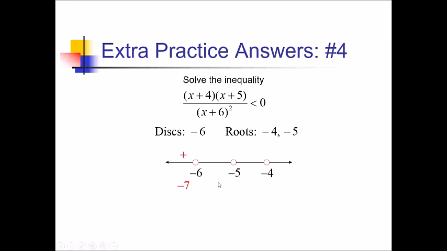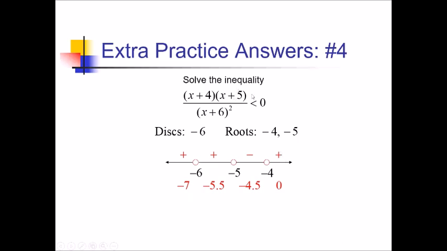Next, between negative 6 and negative 5, I can use negative 5.5. That's going to give us a negative and a negative if we plug it in up there. So again, that's going to be a positive, two negatives. Between negative 5 and negative 4, I'll use negative 4.5. Negative 4.5 plus 4 gives us a negative. Plus 5, though, is going to come out positive. So that's negative since we just have one negative overall. And bigger than negative 4, let me use 0. So that's going to be 0 plus 4 and 0 plus 5, both positive, so that comes out positive.